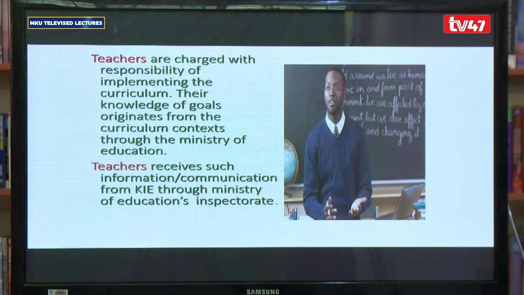Now, the teachers are charged with the responsibility of implementing the curriculum. Their knowledge of goals originates from the curriculum contexts through the Ministry of Education. The teachers also receive such information and communicate it to the students. They will receive it from the KICD, and they will communicate the information to the students. They'll also be given that information through the Ministry of Education, and the inspectorate, directorate will determine whether the delivery is well done or not.